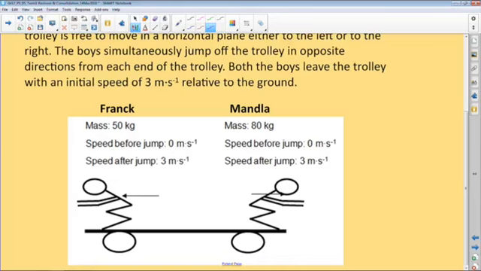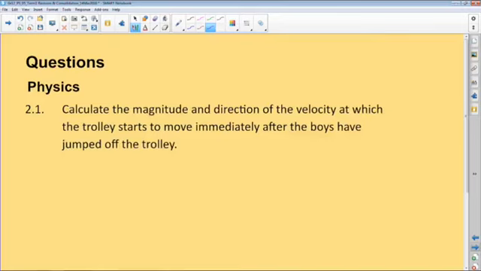It really doesn't. So I tend to, and it might be because I'm right-handed or because we read from left to right, take to the right as positive. That means that when I put in my values for my equation, Mandla has a positive direction and Frank has a negative velocity. That's the important thing. Because now the first question was: calculate the magnitude and direction of the velocity at which the trolley starts to move immediately after the boys have jumped off.